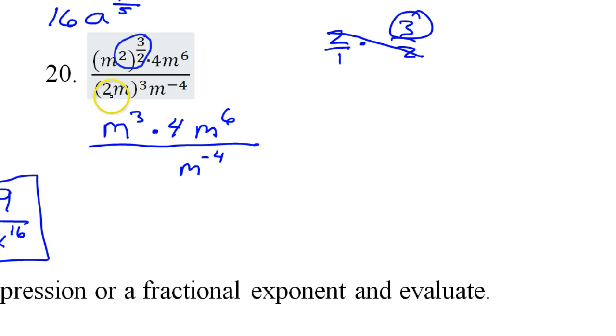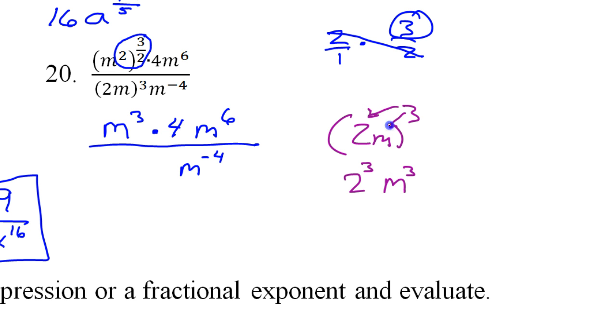Now this part right here, I'm going to do that off to the side as well. If I have 2m to the 3rd power, remember this is 2 to the 3rd power and m to the 3rd power. You're doing the power to both of these things. Now 2 to the 3rd power is 8. It's 2 times 2 times 2. And of course m to the 3rd power. So far we have this.